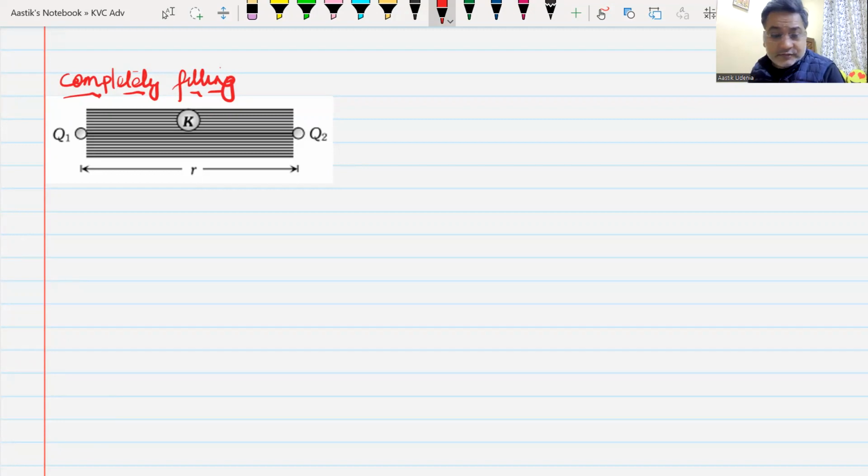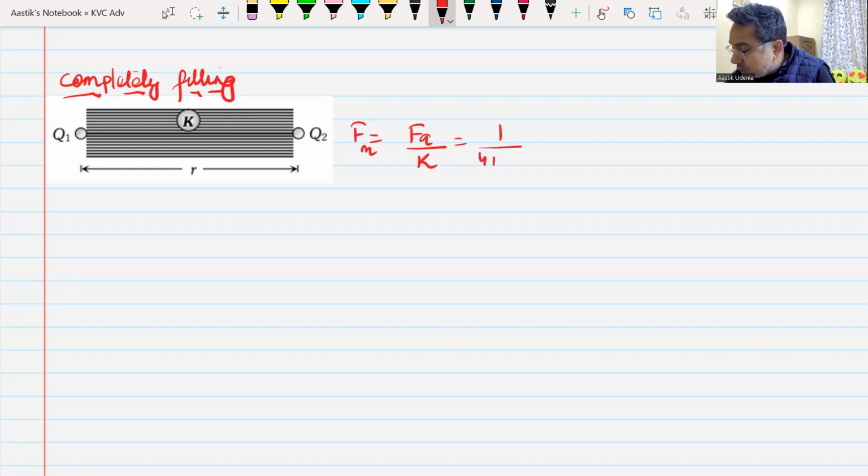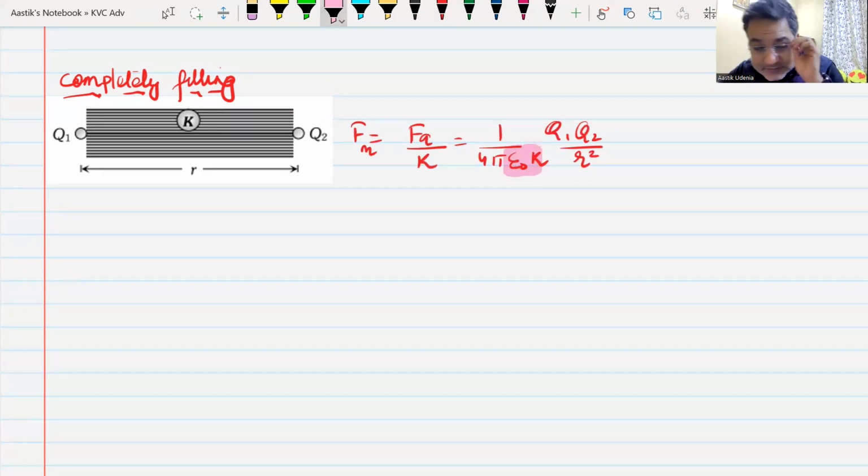If this is the condition, then the force in the medium becomes force in air divided by K. That means it becomes 1 by 4 pi epsilon naught K into Q1 Q2 by R square. That is the formula that we have written. Epsilon naught into K is written as epsilon. Do we understand this? Yes, sir.